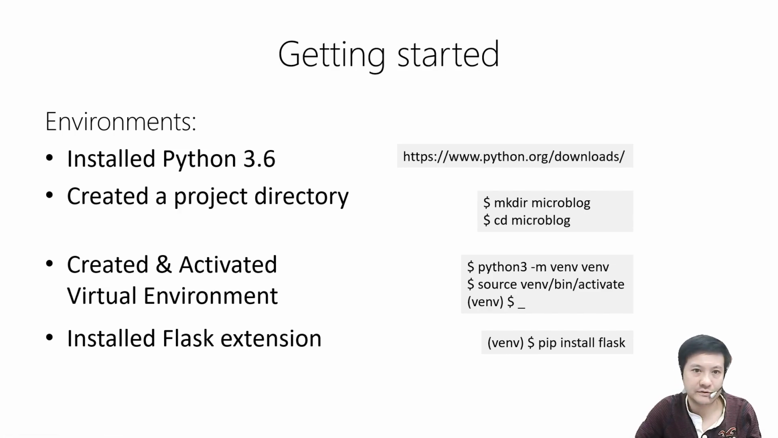For the basics, you need Python 3.6 or higher. Under a directory, for our case, we are doing a project called microblog, so we create a folder and go into it. Suppose we don't use Docker here; we just use a virtual environment. So we create a virtual environment, activate it, and then install Flask and the related extensions into the system.